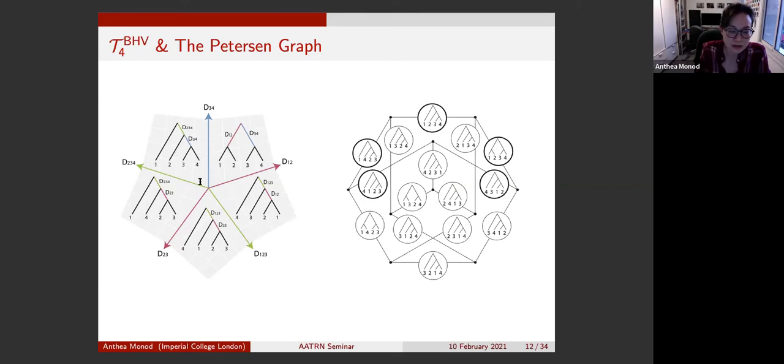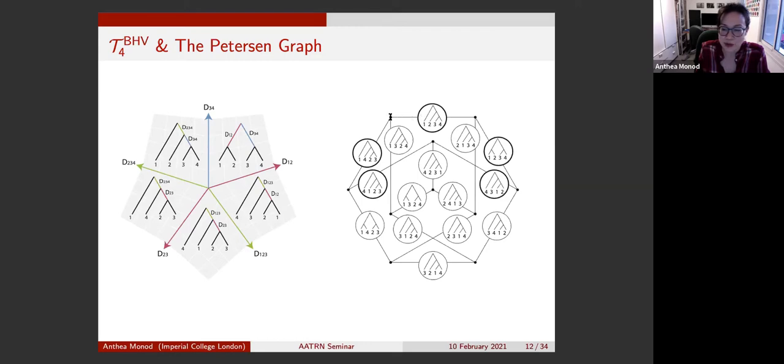Then this shares a common boundary with this tree topology here, where you have this length connecting to the 3, 4 leaves. And from this tree topology to this one here, you share this internal edge connecting to the 1, 2 clade of leaves right here. So this is the way that you can join these five orthants of BHV space. These are only some of the orthants of BHV space with four leaves, and they correspond to these edges in the Petersen graph with the darkened circles. So you can see here that 1, 2, 3, 4, this edge here, corresponds to this tree topology, so this orthant here.